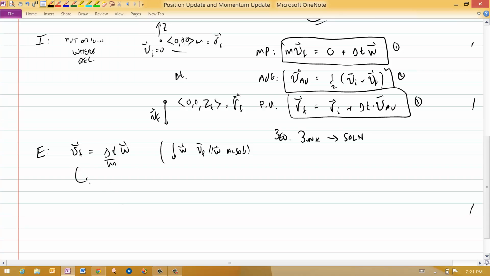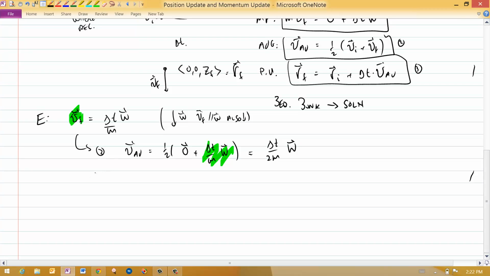I'm going to substitute this into equation number 2. So V average is equal to 1/2 the initial velocity, which is 0, plus the final velocity, which is delta t over m times the weight. I've used this expression here, that's where the V final is. I just substituted into equation number 2. So now I know what V average is. It is delta t divided by 2m times the weight.